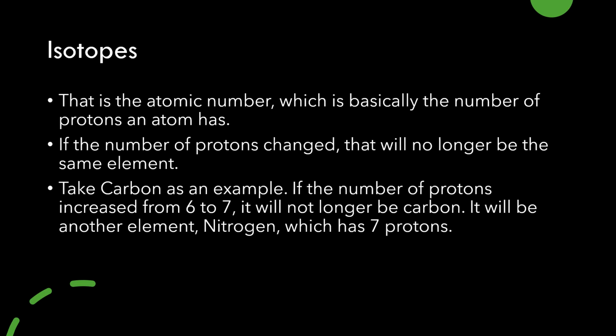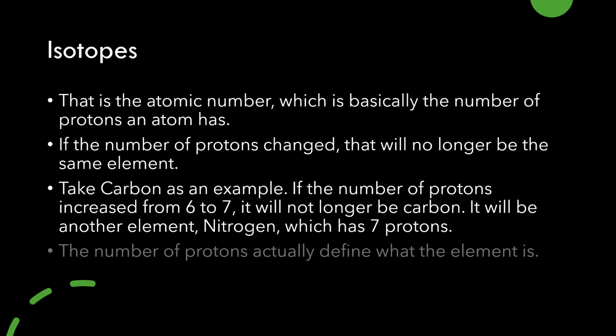For example, let's have a look at carbon. If the number of protons increased from 6 to 7, it will no longer be carbon. Bye-bye carbon. It will be another element, nitrogen, which has 7 protons. And the number of protons actually defines what the element is.